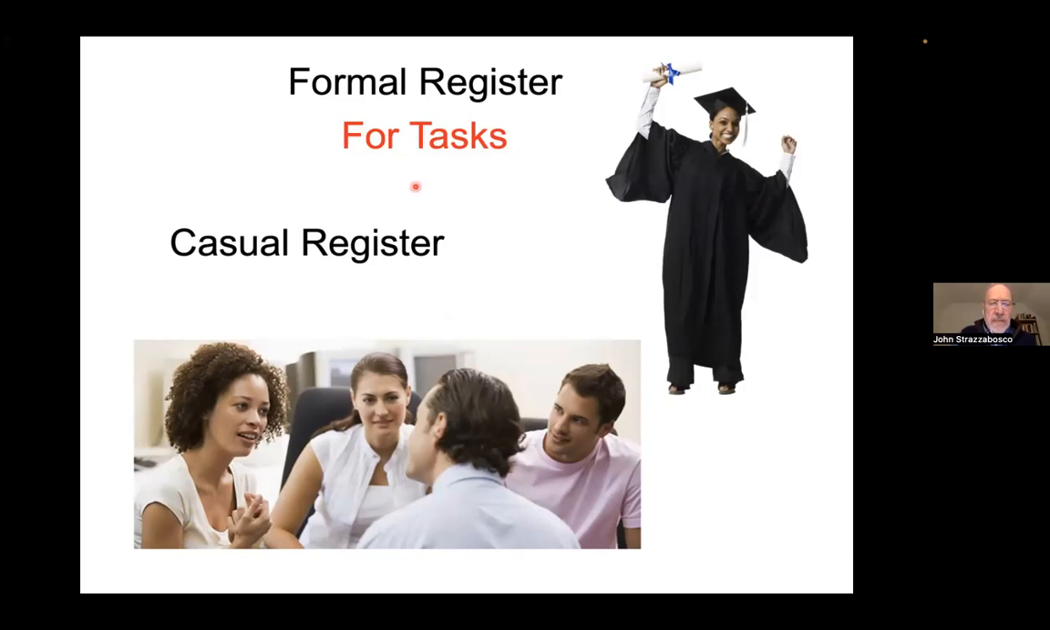But casual register is used for relationships. In other words, it's the kind of register you use at lunchtime when you get together with everybody, and maybe you don't speak in complete sentences. You may start at the beginning of the story, or maybe at the end, maybe to have a good laugh is what you talk about.